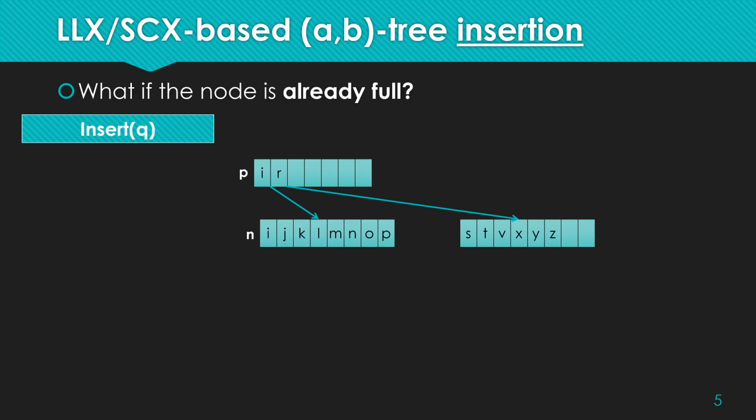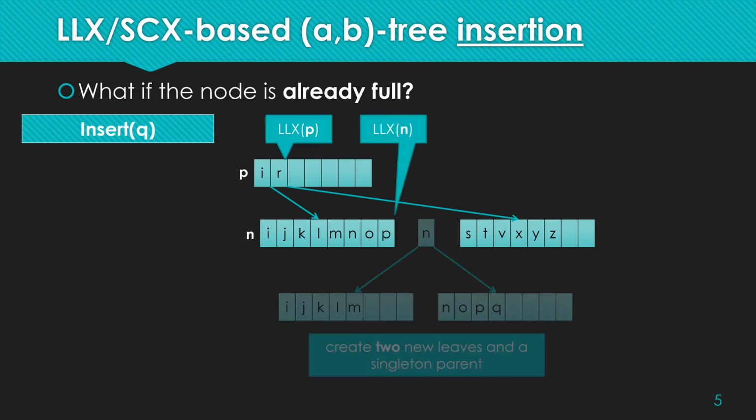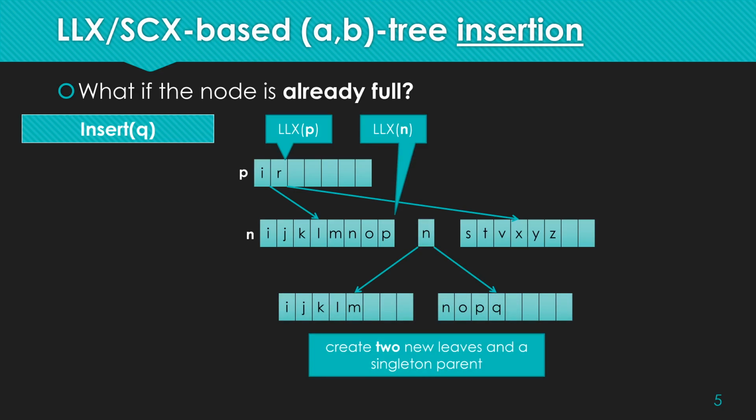What if the leaf is full? What if we'd like to insert Q into N here? Well, we actually have to create some new nodes. We LLX the parent, we LLX the node we'd like to modify, and then we create two new leaves that evenly share the keys of the old leaf as well as the key that we have inserted, Q, and we have to create a new parent to link those two new leaves in. So we create a new singleton parent with one key and two child pointers, and we atomically replace the old node N with this new parent containing a single key using SCX. We finalize the old node N.